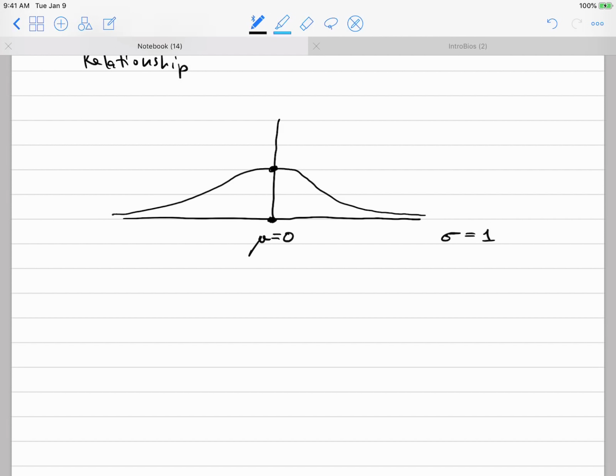For the normal distribution, it turns out that this point, the mean, mu, is also equal to the median. What that means is that 50% of the area underneath the curve is to the left of mu, and 50% of the area under the curve is also to the right.